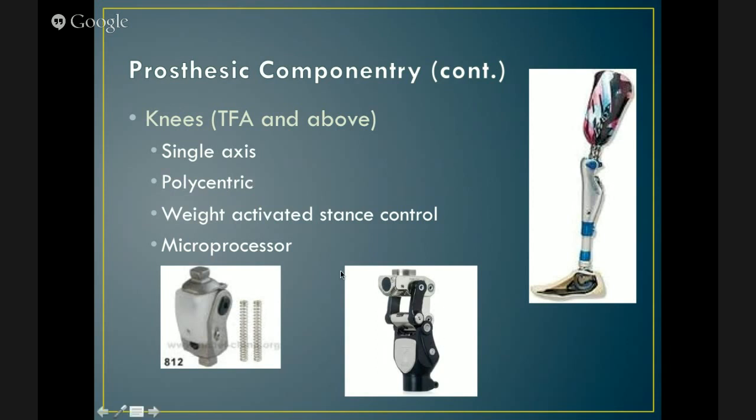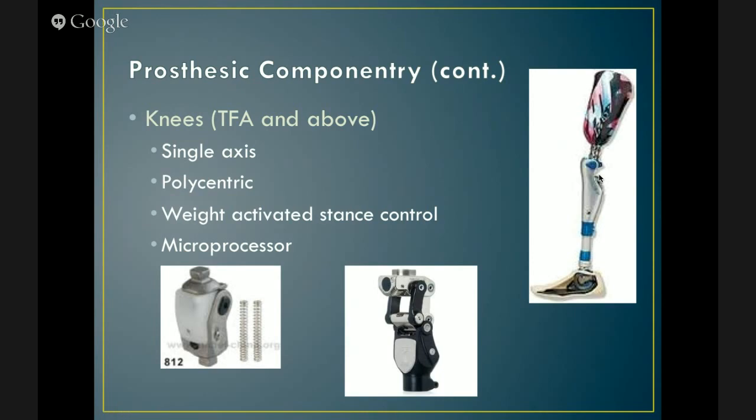Knees, there's single axis knees, which is what you see on the left. Polycentric knee, and so the idea of a polycentric knee is that if you add up all those axes of rotation, it actually places that axis behind your ground reaction force, so it creates a quite stable knee in the sense that you put weight on the heel and it's pushing your knee into extension. There's an extension moment on the knee. Again, we won't belabor this too much. And this is really, I think, one of your first generation C-Leg. This is a microprocessor knee.